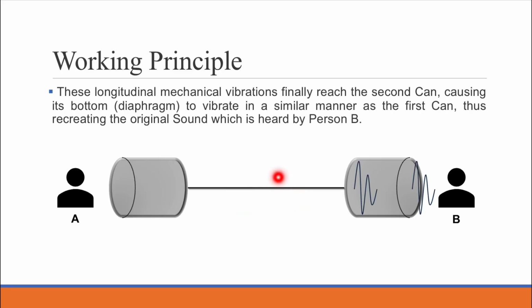And then finally, when the vibrations in the string reach the other end of the can, the same process occurs where the energy is transferred from the string to the bottom of the can, and the bottom of the can starts vibrating again, recreating the original sound waves, which is heard by person B.